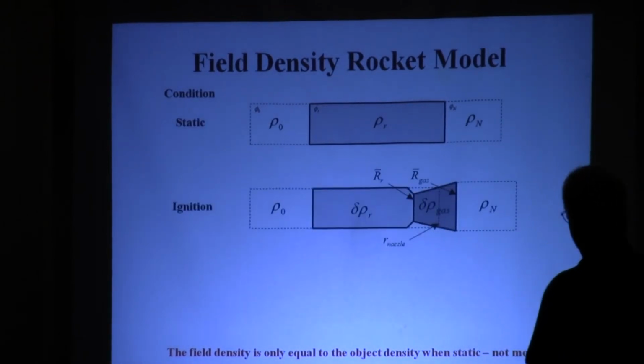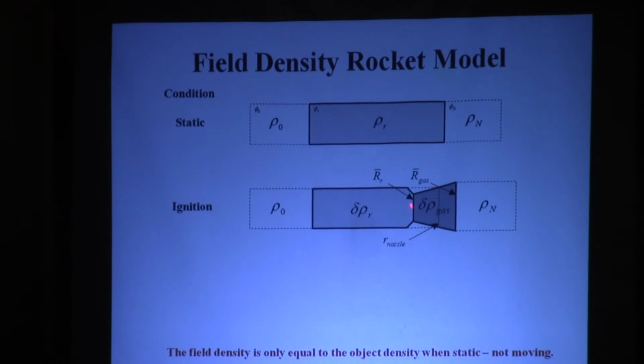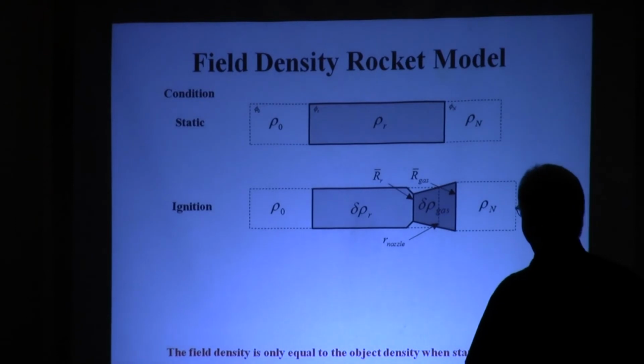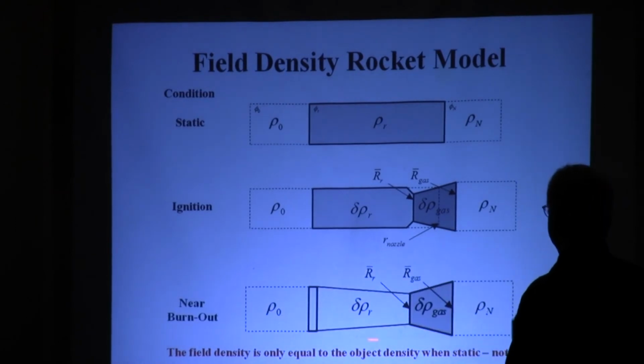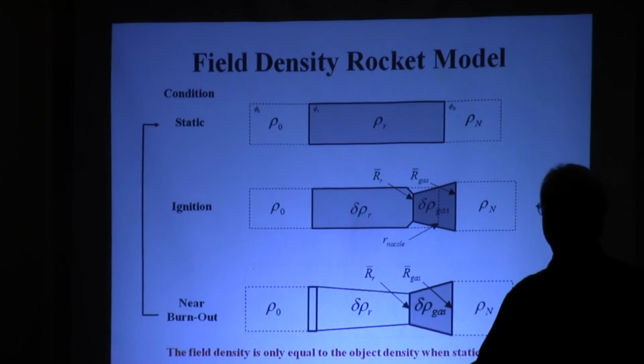You light your motor off, and what happens? Well, the gas is accelerating through the nozzle, so now you've created a new density field in the nozzle. So now you have two density fields you have to deal with in this model, along with the external models you have to deal with. And then as you start to burn out, you still have the gas here, but the density here is changing, and then once it burns out, you're basically back in the same field.